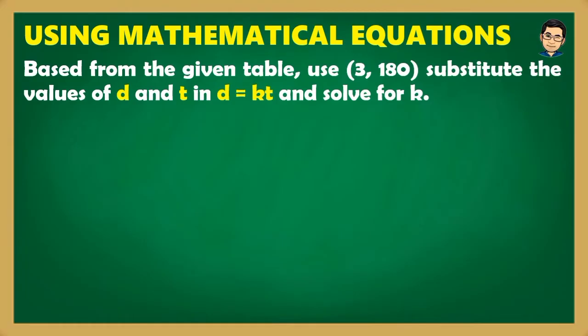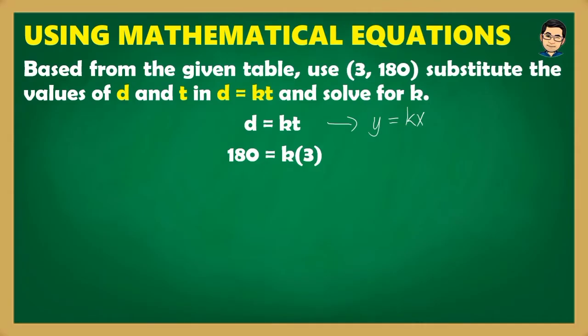To verify if the given table of values is a direct variation, substitute the values of d and t in d is equal to kt and solve for k. That is the main formula. The d is equal to kt is equivalent to y is equal to kx. Remember, y is the dependent variable, x is the independent variable, and k is the constant of variation. The d here is 180, the distance traveled in kilometers, and the t, the time, is 3 hours.